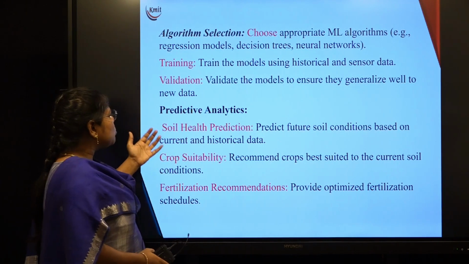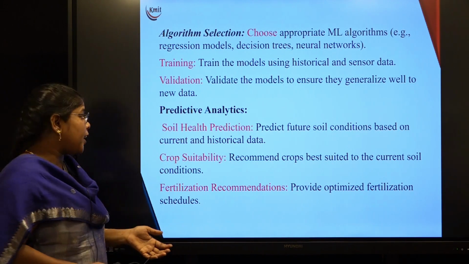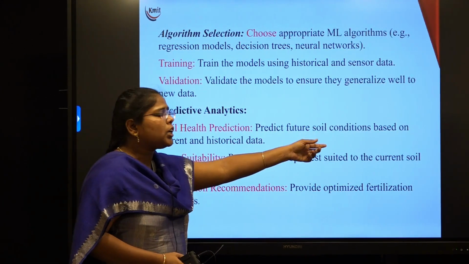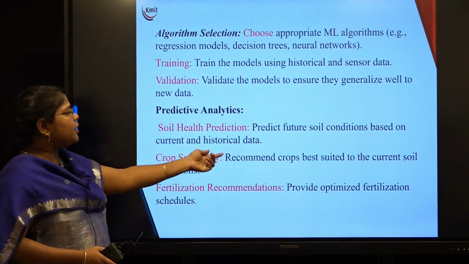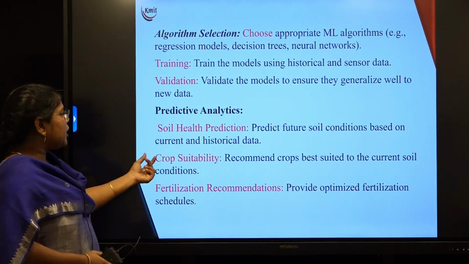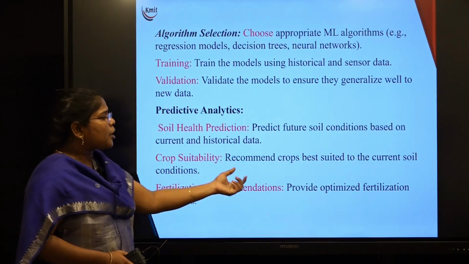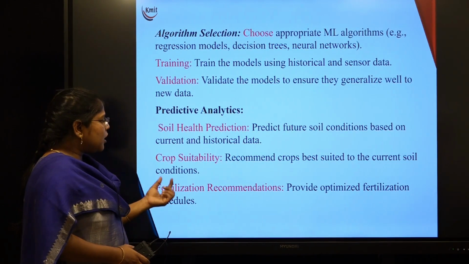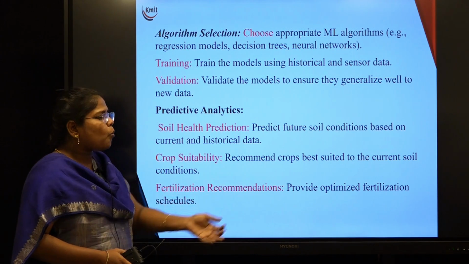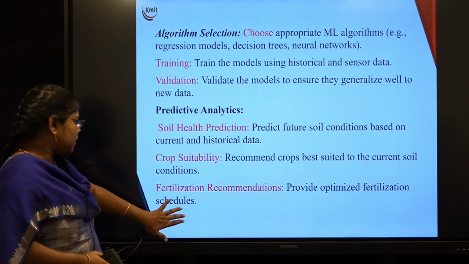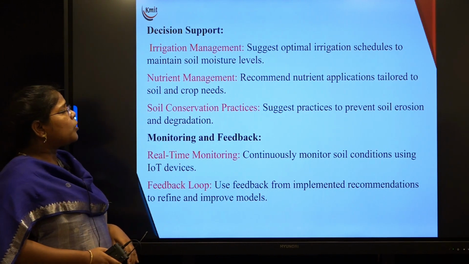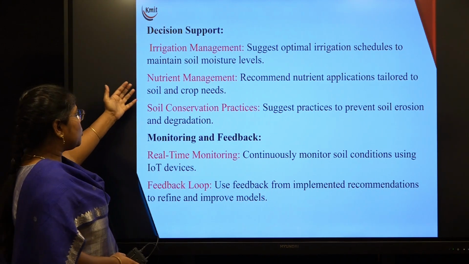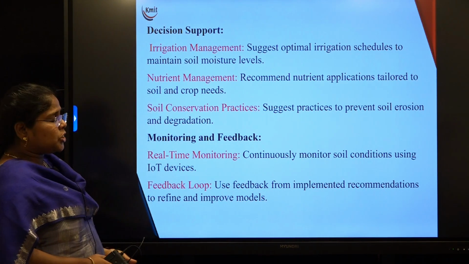Here we can do three types of predictions on the soil data. One is soil health prediction, predicting the future soil conditions based on the current and historical data. Second, we can create crop sustainability, recommending the crops best suited to the current soil condition. Next, we can create a fertilization technique, providing optimized fertilization schedules. Next, we can also create a decision support system, irrigation management system, nutrient management system, soil conservation practices, all that we can do.